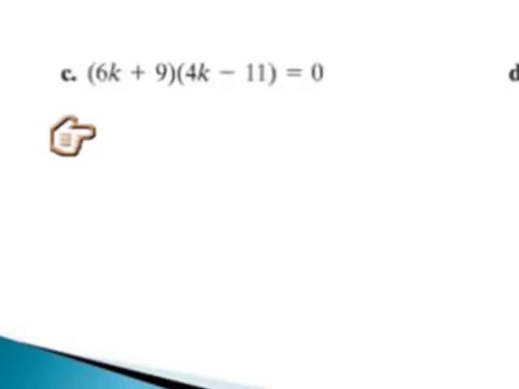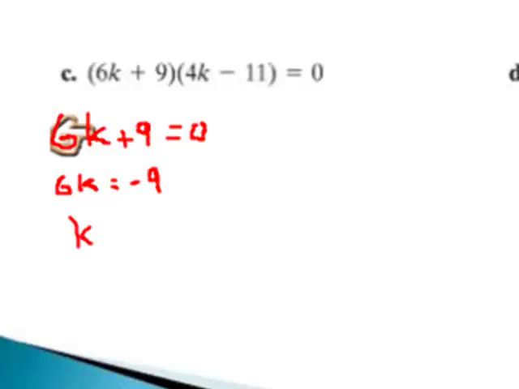That's good. You have got the two solutions. What about this question? If 6k plus 9 is 0, then the value of k will be?